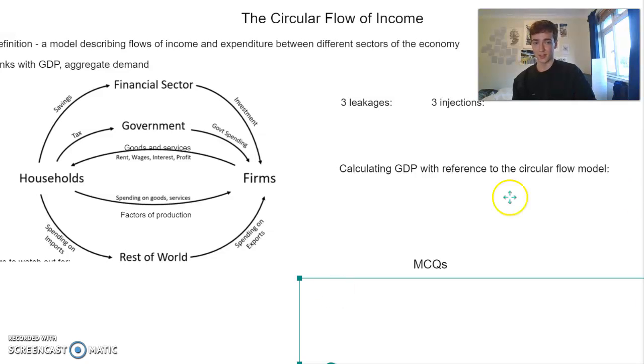So there we have it. We have 5 key sectors. We have households, firms, the financial sector, the government, and the rest of the world. And then we have 3 leakages: savings, tax, and spending on imports. And 3 injections: investment, government spending, and spending on exports.